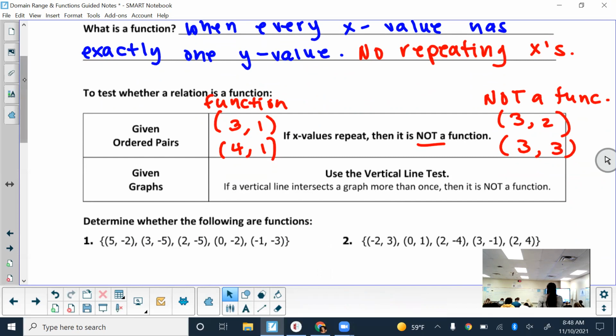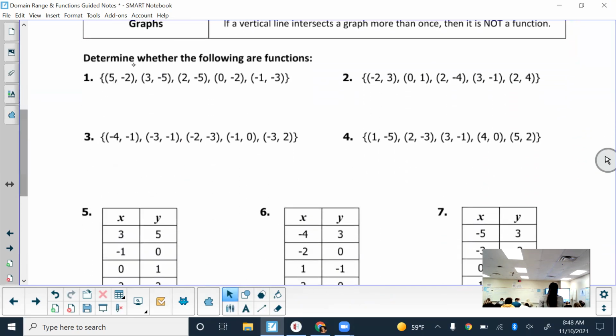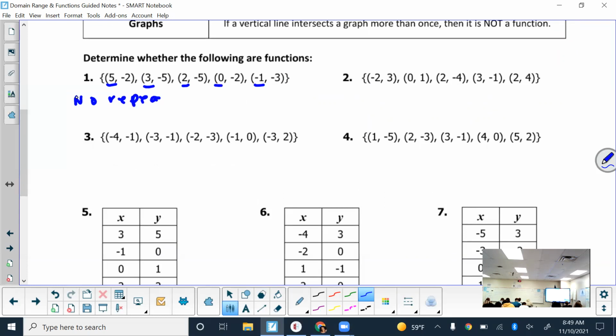All right, now without saying it out loud, let's look at number 1. Just look at it. Is number 1 a function? Just think about it. All right, is it a function? Yes or no? You can say it now. Yes. All right, good. And why? Good. All of the x's are different. None of them repeat. So no repeating x's. Then yes, it's a function.